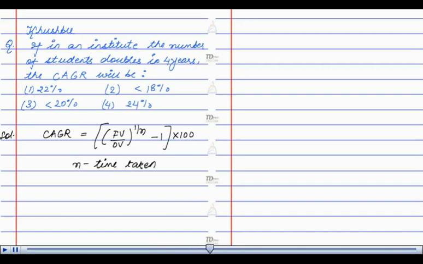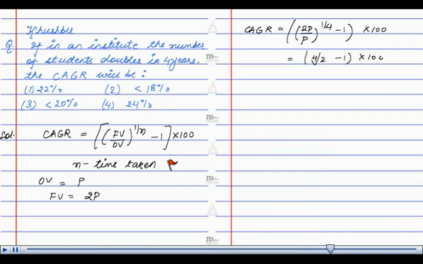In this case, if original value is p, the final value will be 2p. We get CAGR as 2p by p to the power of 1 by 4 minus 1 into 100, that will be 4th root of 2 minus 1 into 100, which comes out to be 18.92%, and hence the correct answer will be option number 2.